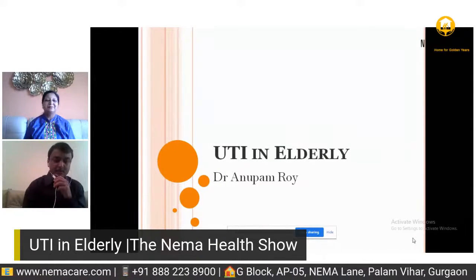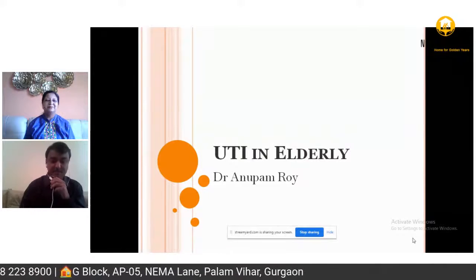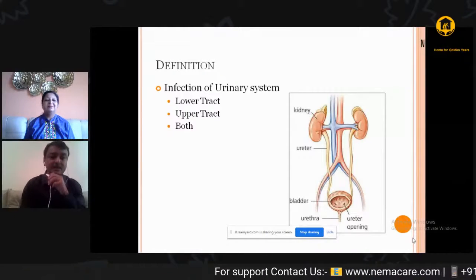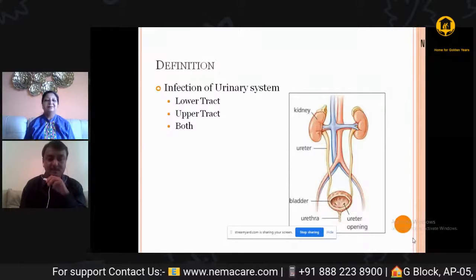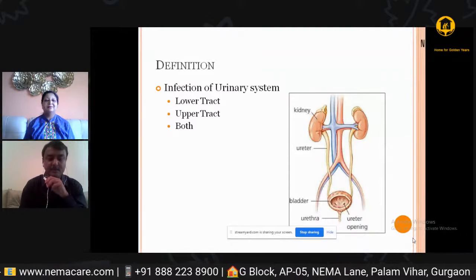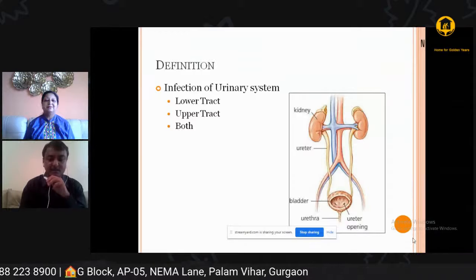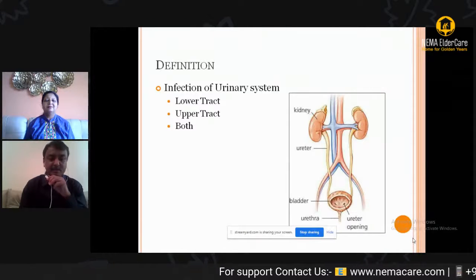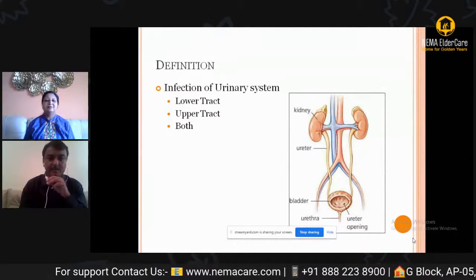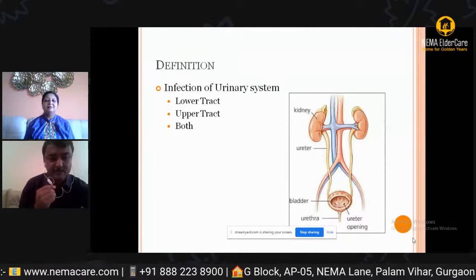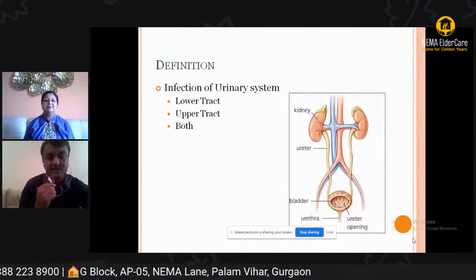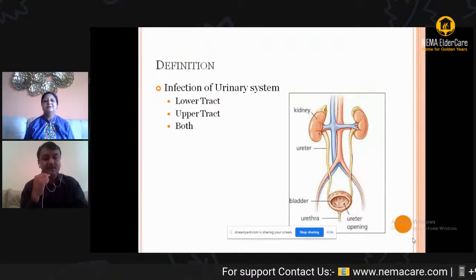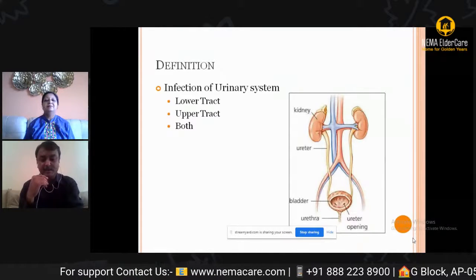So I will try to focus on urinary tract infections with special reference to those in the elderly population. If we like to define UTIs, it is an infection of the urinary system which can involve anywhere in the urinary tract starting from the kidneys, the ureter, the bladder or the urethra. The infection may be limited just to the bladder where we call it cystitis, or it may be involving the kidneys where we call it pyelonephritis. In some patients, the infection initially starts from the bladder and later on ascends up into the kidneys. These are the difficult cases where both the lower tract and upper tract are involved.